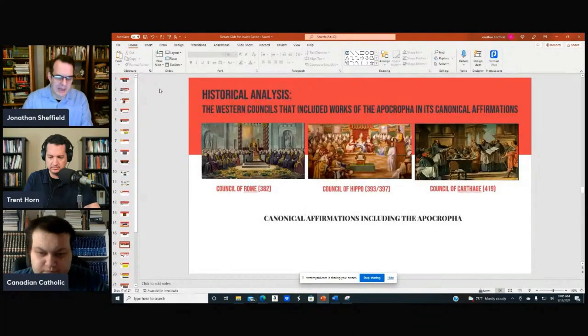Yet, it is important to frame the decisions on the Old Testament canon reached at the councils of Rome, Hippo, and Carthage in its proper context, in order to explain the purpose of the assembly and the underlying data and assumptions that guided them in affirming those canonical lists.